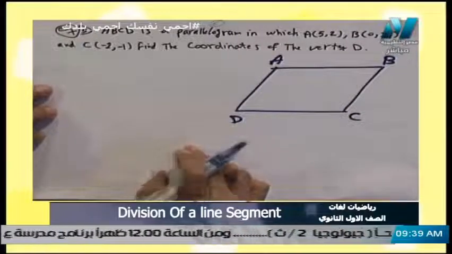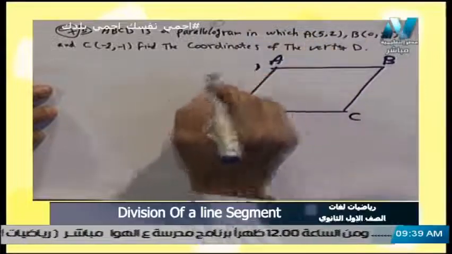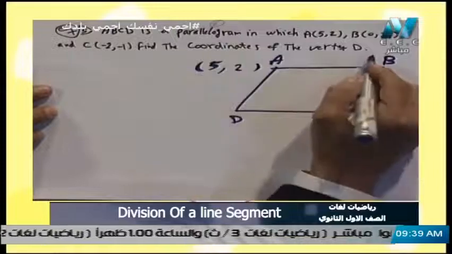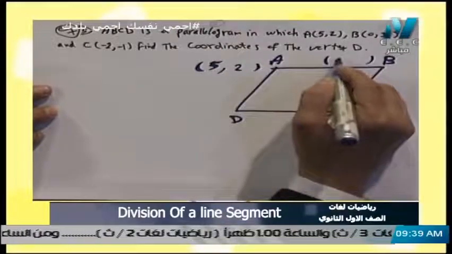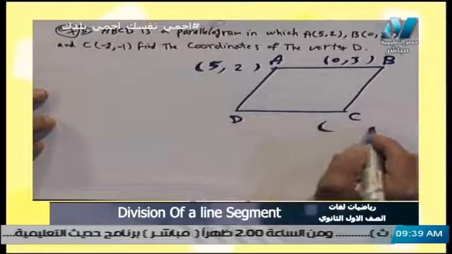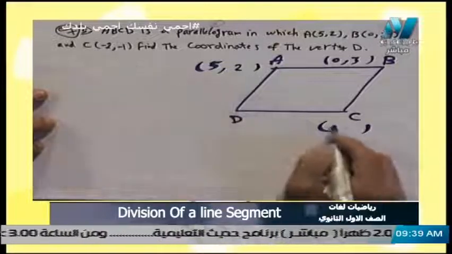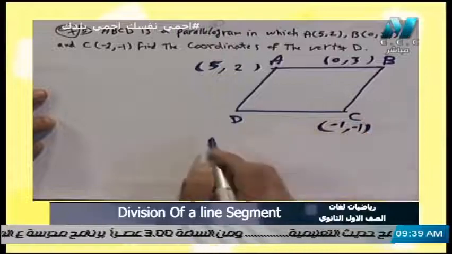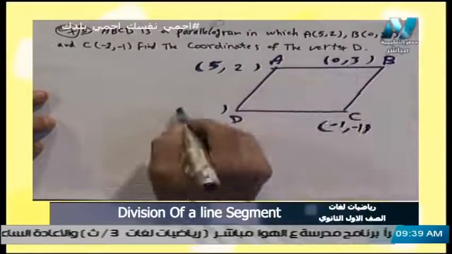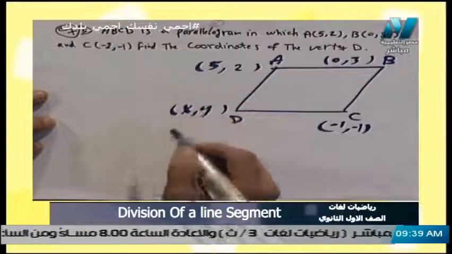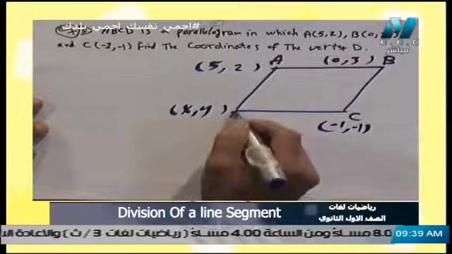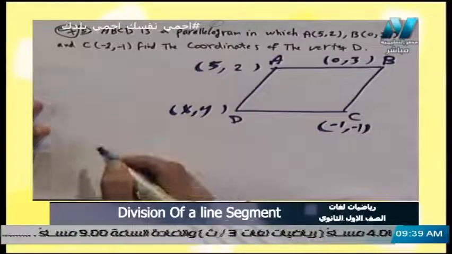And he gave me the point A coordinates, which is 5 and 2, and gave me the B coordinates 0 and 3. Also the coordinates of C, negative 2 and negative 1. And asks me to find the coordinates of D. We can say X and Y. Yes. How do we find the coordinates of D?